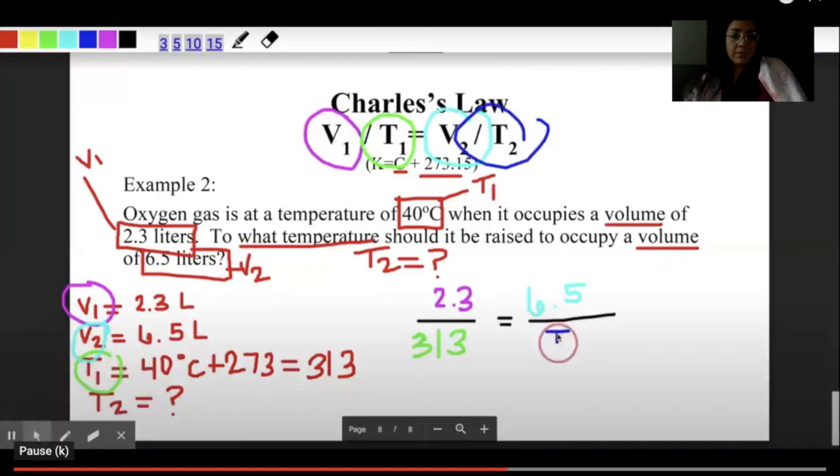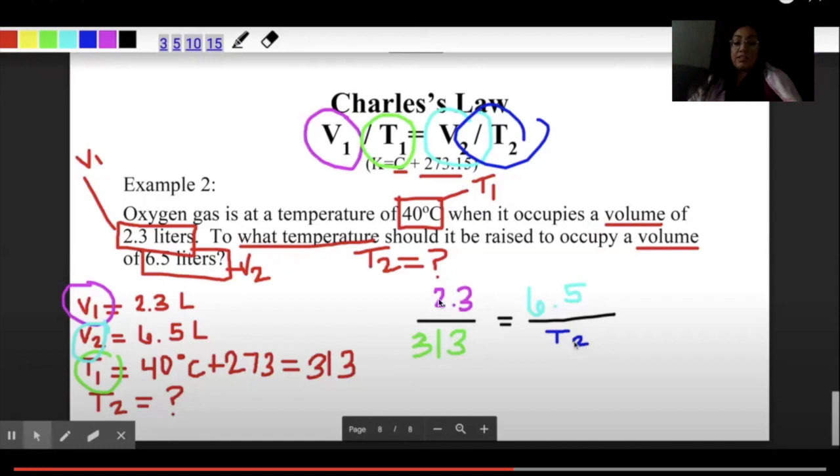Okay, I'm going to pause right here really quickly just so we can analyze a little bit. These are direct relationships. We have our volumes at the top and our temperatures at the bottom. Volume 1 is smaller than volume 2. There was an increase, so that means if there was an increase in the volumes, we should see an increase in the temperature. So we should get a number at the end of this bigger than 313.